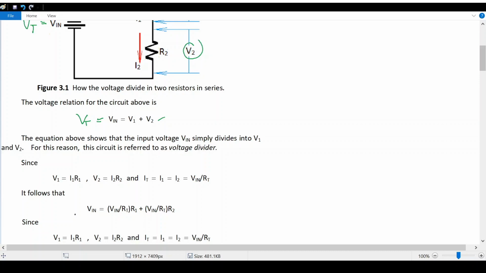The voltages V1 and V2, in formula, V1 could be written as I1 R1. This can also be written as I times R1, since I1, the total current, and current I2, which is the current in R2, are the same. And voltage V2 would be simply equal to I R2.